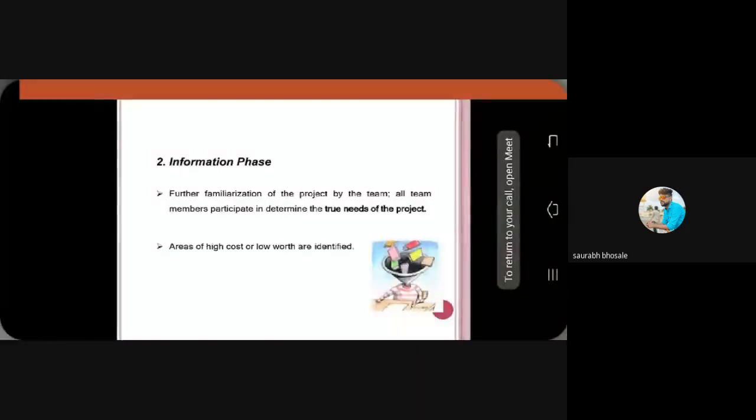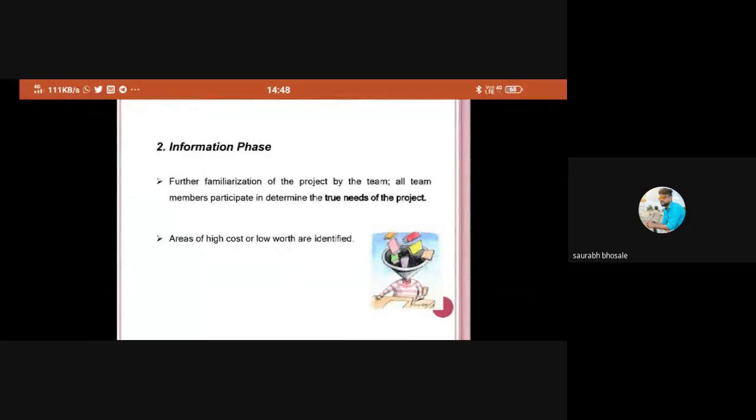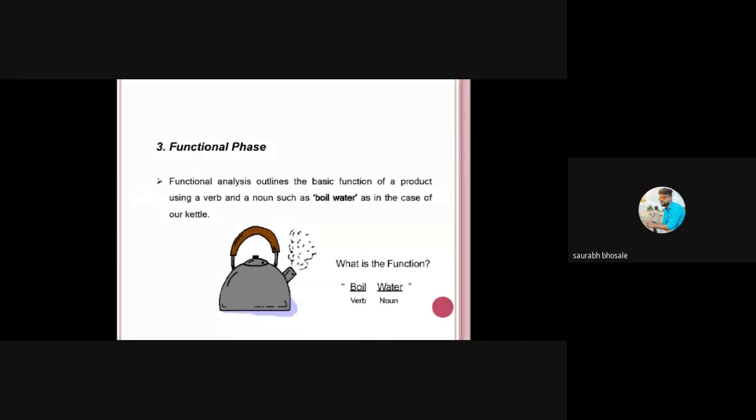Okay, so the next one is phase number 3, that is the function analysis phase. This is also called the functional analysis phase. So what is meant by functional analysis phase? Obviously we need to analyze the functions of a product, the functions of each and every component, and determine whether it has sufficient worth for that particular function. That is nothing but the functional analysis phase.